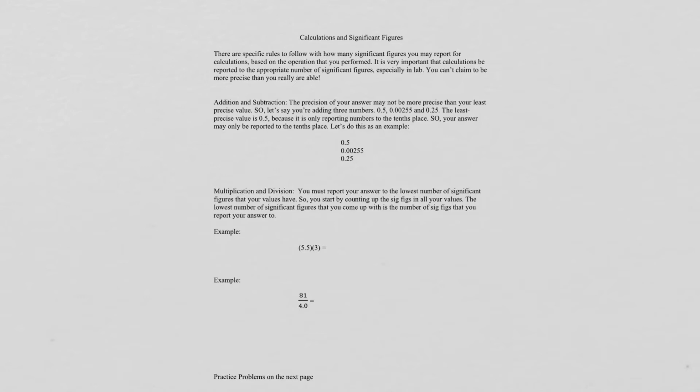The decimal point rule says that you can report your answer to the precision of your least precise value. And that's a lot of words to just say, look at all your numbers. The one with the least amount of places after the decimal or before is the least amount of places you can report to. So let's do an example problem.